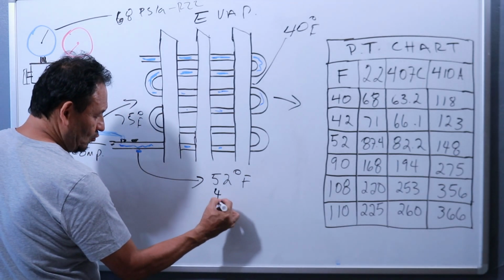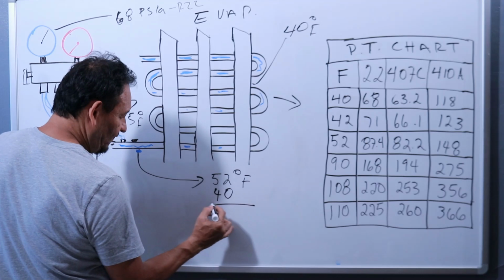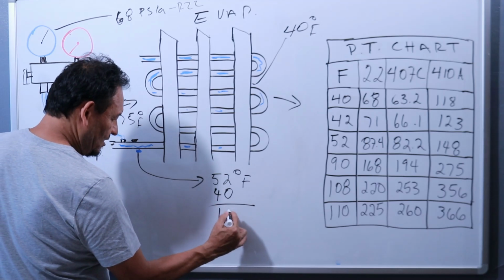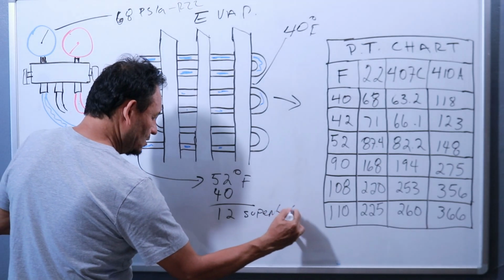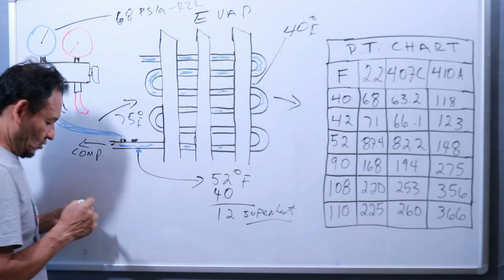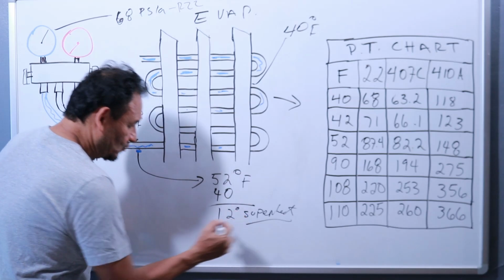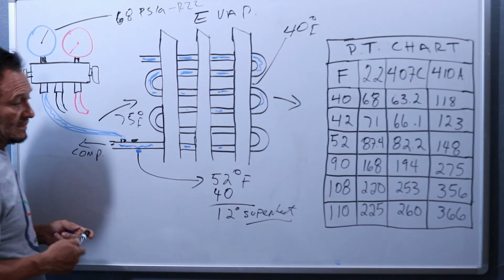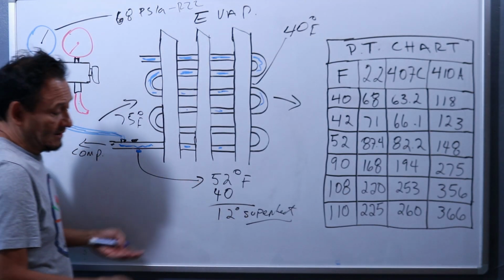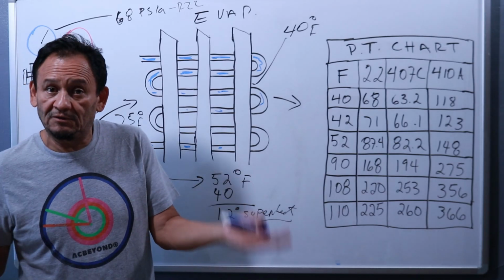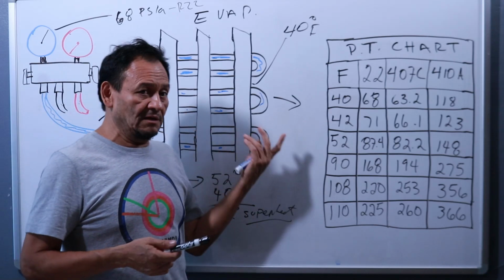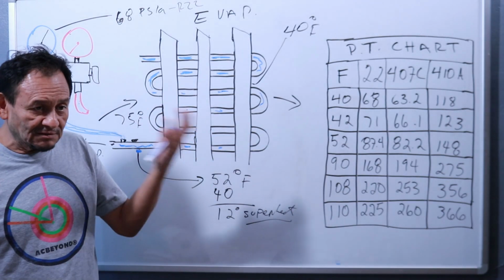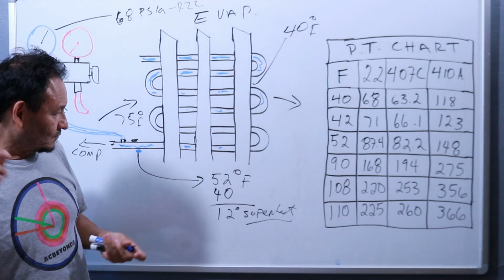So you remove 40 from 52, and you have 12 degrees of superheat. If the temperature is 53, you take out 40 and it's going to be 13. It depends on what temperature is coming in, or what the ambient temperature is.